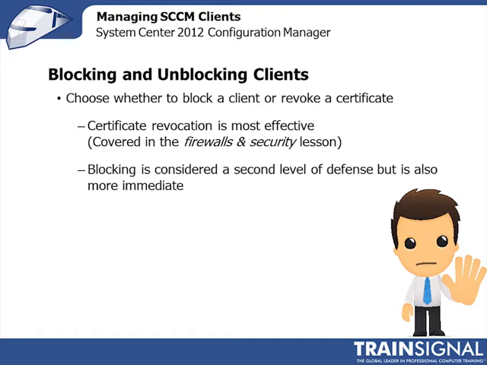The second way is to revoke the client's certificate. This is the most effective method for blocking a client from using the Configuration Manager hierarchy. We're going to cover this topic in the Firewalls and Security lesson in this course. Blocking is considered a second level of defense, but it's also more immediate. Once you block a client, it's immediately stopped from communicating with the hierarchy. Certificate revocation can take a little bit of time to take effect. So you may want to do both if you have to block a client from communicating with the hierarchy.